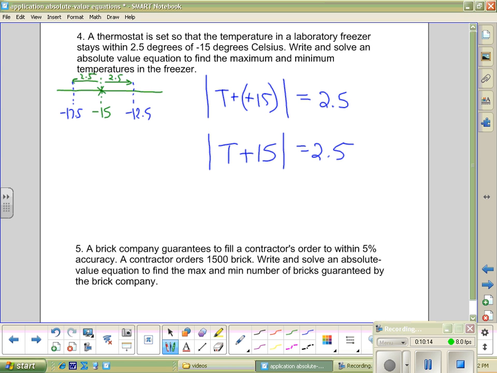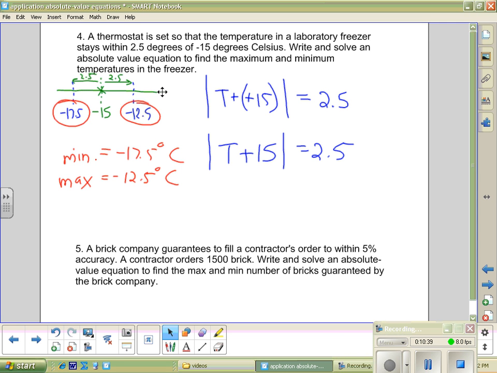And as you've seen before with my actual picture, I could go through and solve it algebraically right now, or I can go back to my picture that I drew previously, and I can tell what I've circled in red: my minimum temperature is going to be negative 17.5 degrees Celsius, whereas my maximum temperature will be negative 12.5 degrees Celsius. And that, ladies and gentlemen, is the solution to this problem.